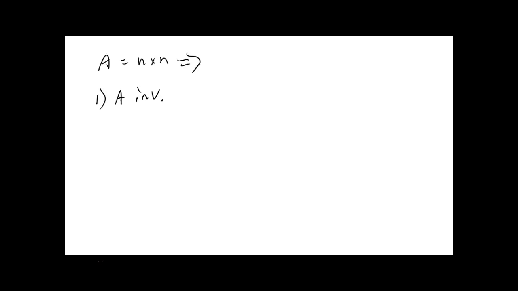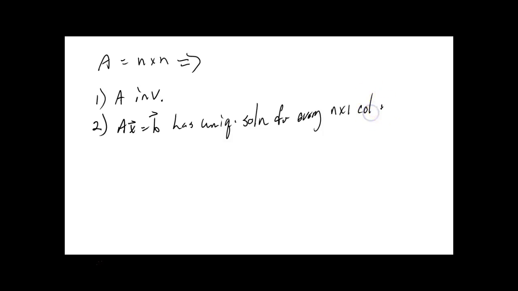Now they're given the condition. If A is invertible, that's one statement. If that's true, the second statement's also true: that A, that same A, multiplied by some vector X is equal to some vector B, has a unique solution for every n by 1 column matrix or column vector B.